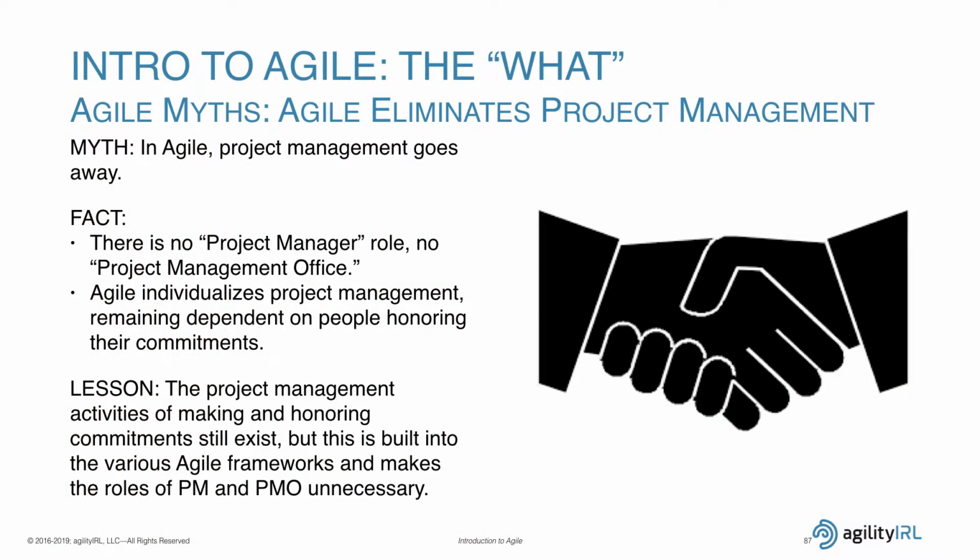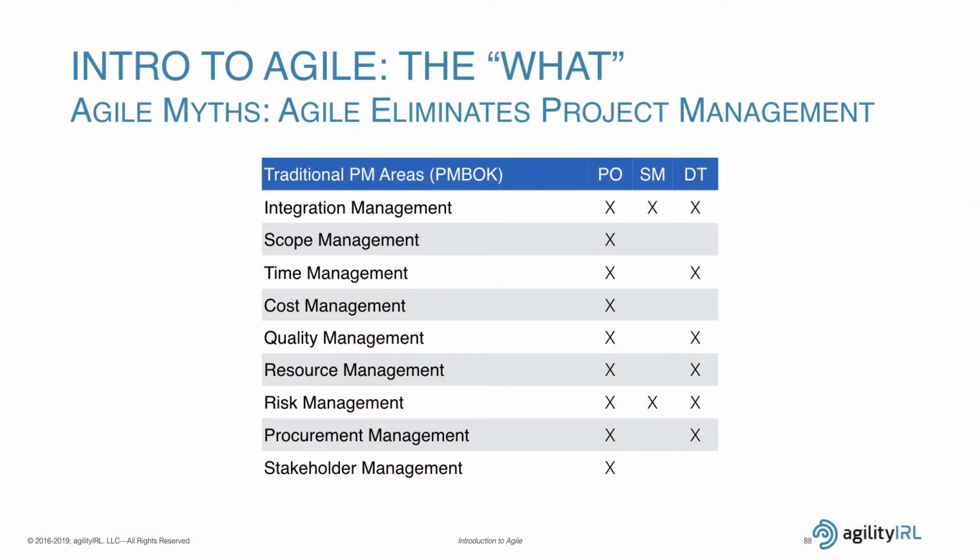In Agile, project management goes away. No. In Agile, the roles of project manager and the position of project manager, the role of project management office, those all go away. But people are still expected to honor their commitments, to make a commitment and honor it. In fact, if you look at the traditional areas out of the PMI PMBOK book of knowledge, this is how they track across the product owner, scrum master, and dev team roles in Agile. So those skills, just like the skills of a business analyst or testing skills or integration skills, they don't go away. We just don't have a position called that anymore.